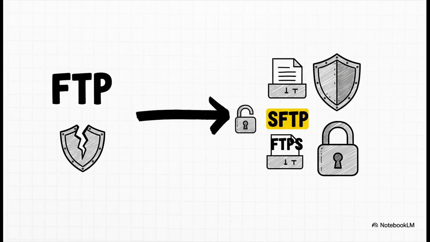And this is its real legacy. While we don't really use plain old FTP anymore, its DNA is all over its modern, secure descendants, like SFTP and FTPS. You can think of FTPS as classic FTP wearing a modern coat of encryption. SFTP is a bit different. It's a whole new protocol built on a secure foundation from the start, but both of them exist for one reason: to fix FTP's original fatal flaw.